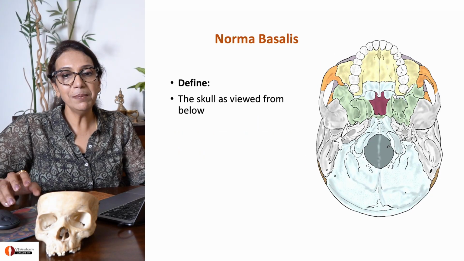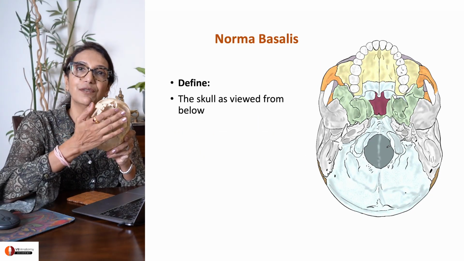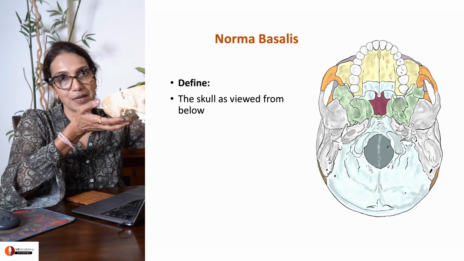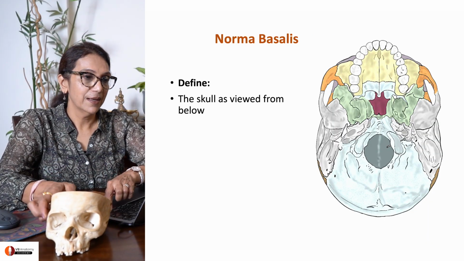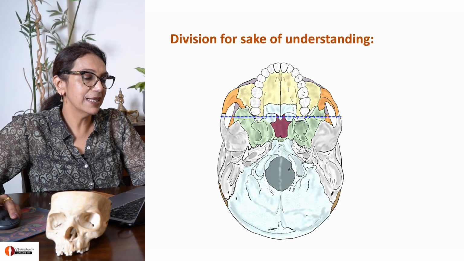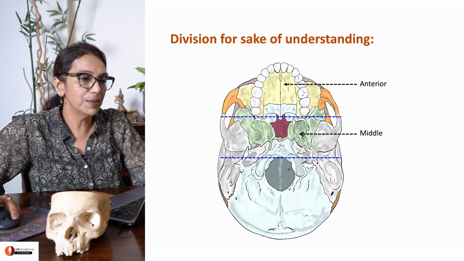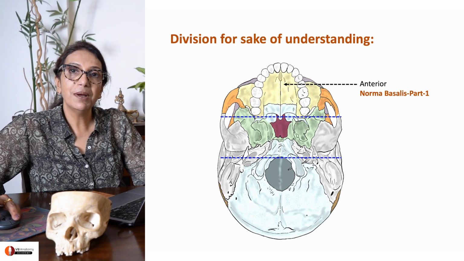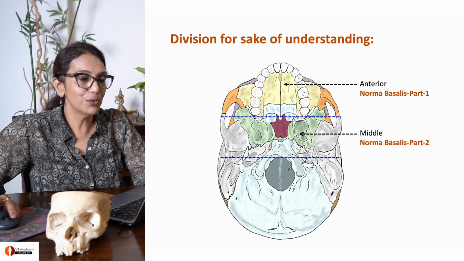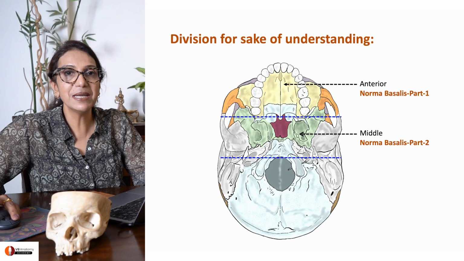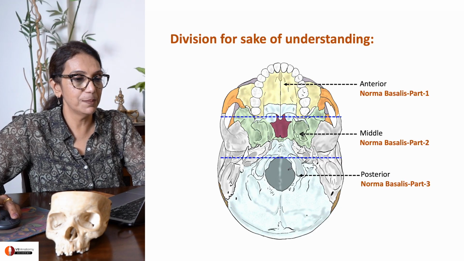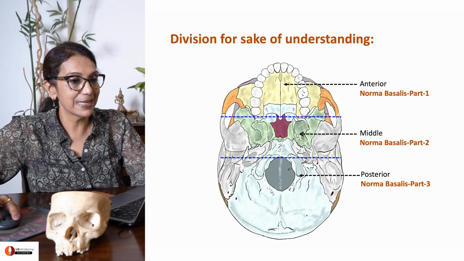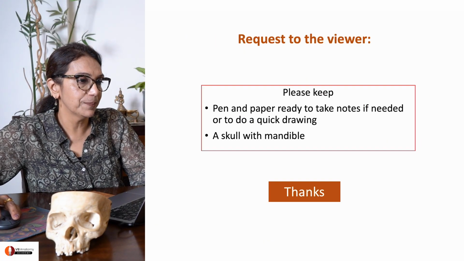Right. So Norma Basalis essentially is the study of the lower surface of the skull. This is normally the skull. We are studying this part. That base of the skull gets divided into 3 parts: anterior, middle, and posterior. We've done the anterior as Norma Basalis part 1. Today we are focusing on the middle, which is Norma Basalis part 2, and the next lecture will be Norma Basalis part 3, which is the posterior region of Norma Basalis. So let's focus on the middle part today.